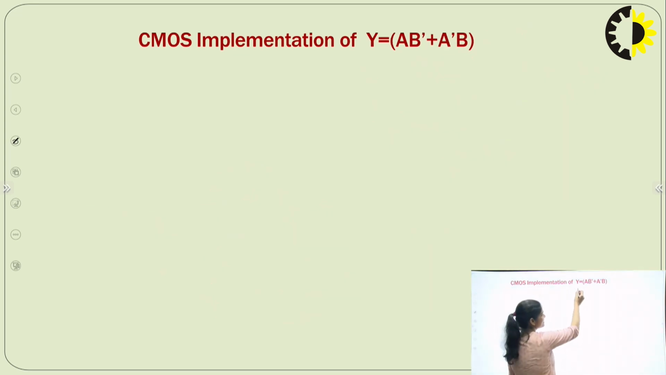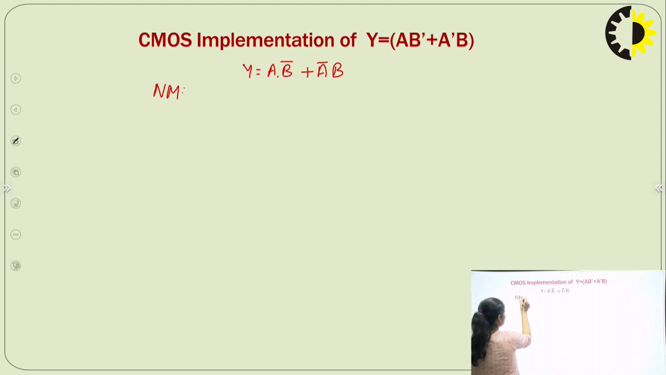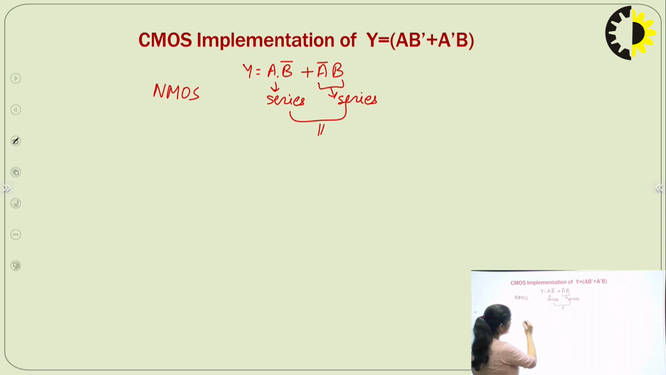Next, let us consider this is also an example. Y is equal to A B bar plus A bar B. So we will do it by using this second logic. It means A into B bar, in the case of NMOS. So A and B bar are connected in series. And these ones also are connected in series. Now both are connected in parallel. Now we can implement for the case of NMOS.